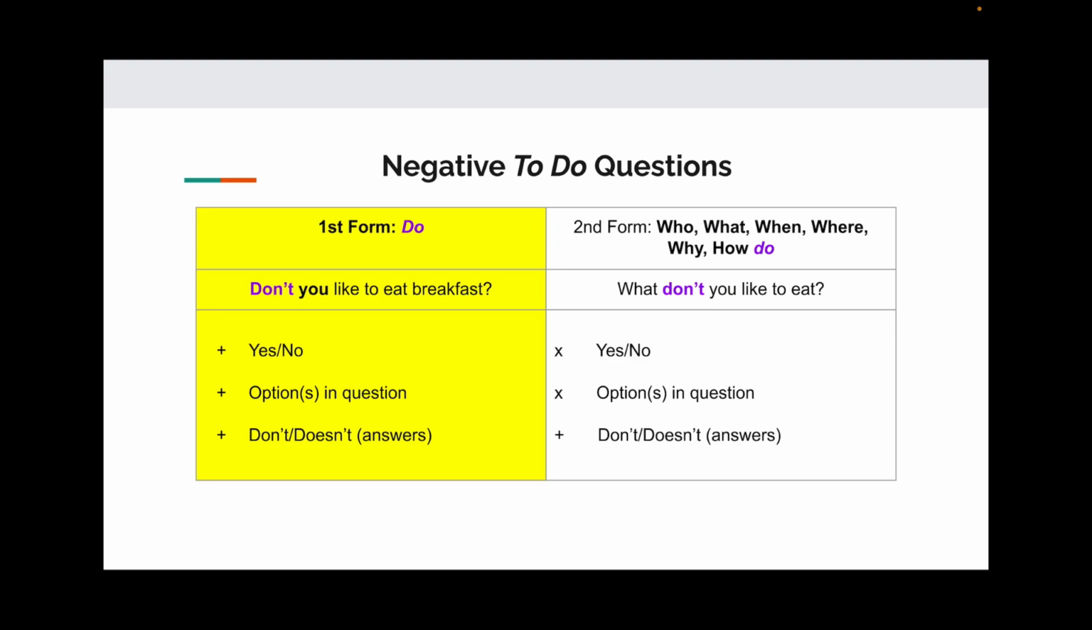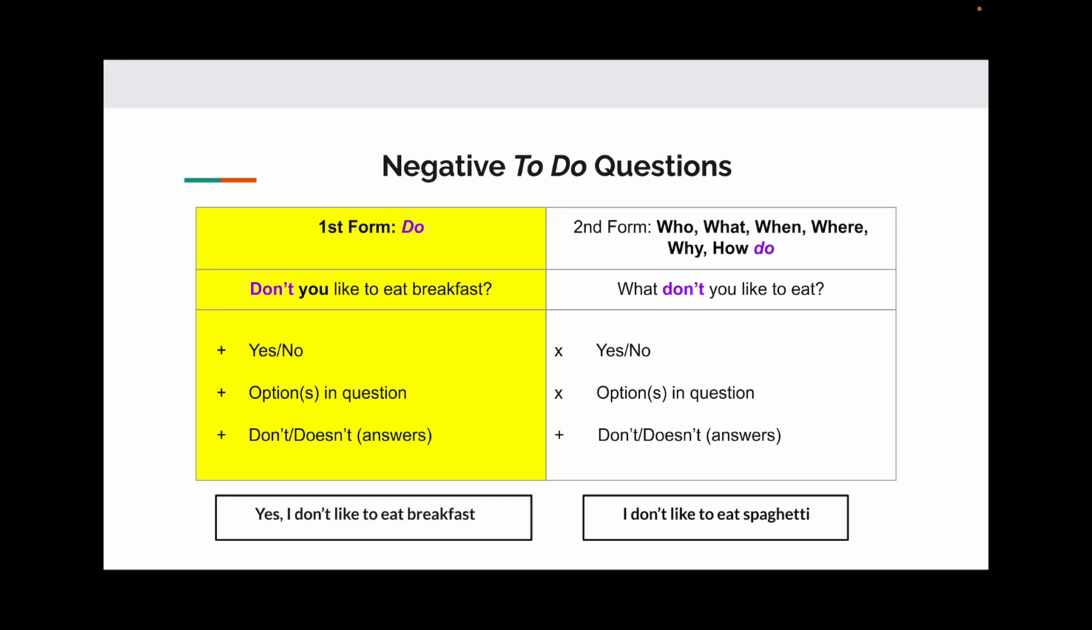And so if I were to answer the question, what don't you like to eat? I can say, I don't like to eat spaghetti. If I were to answer, don't you like to eat breakfast? I can say, yes, I don't like to eat breakfast. However, sometimes these types of questions are not easy to answer.